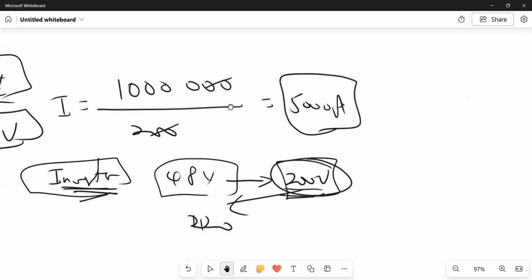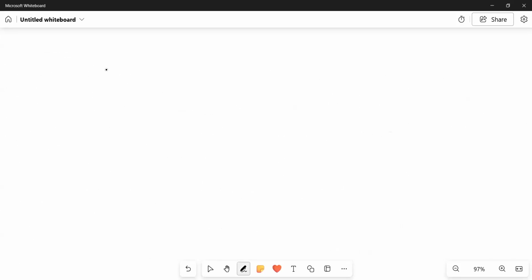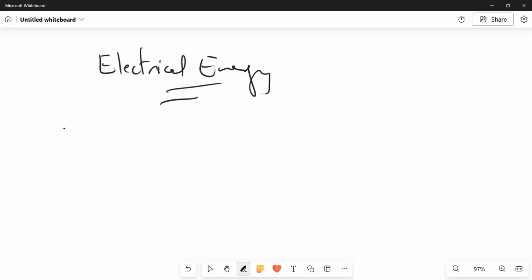And lastly, we want to talk about how we measure electrical energy. All of you know, when you buy electricity to run your house, it's normally measured in kilowatt hours.